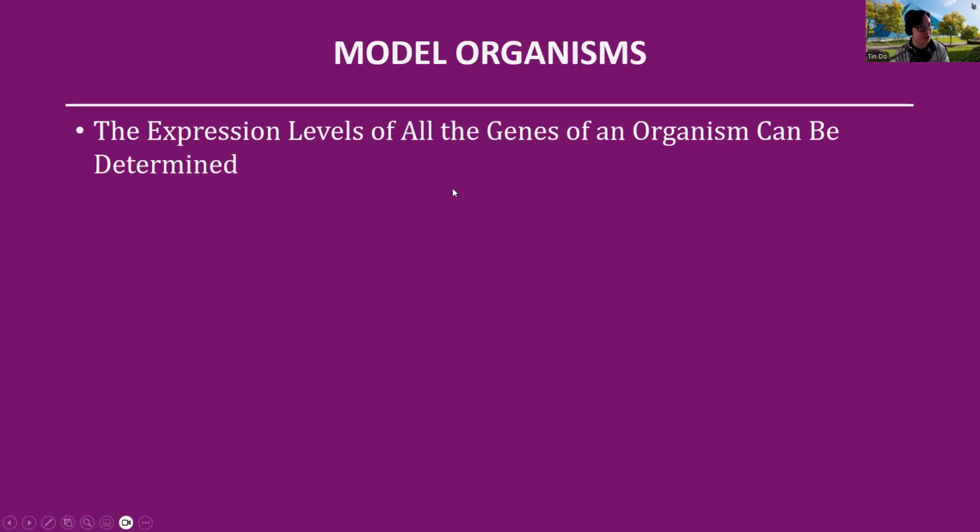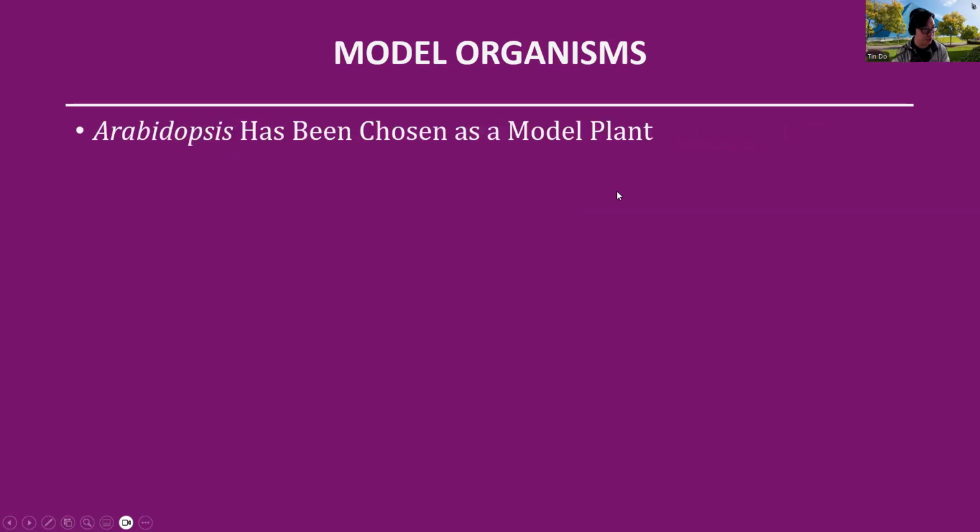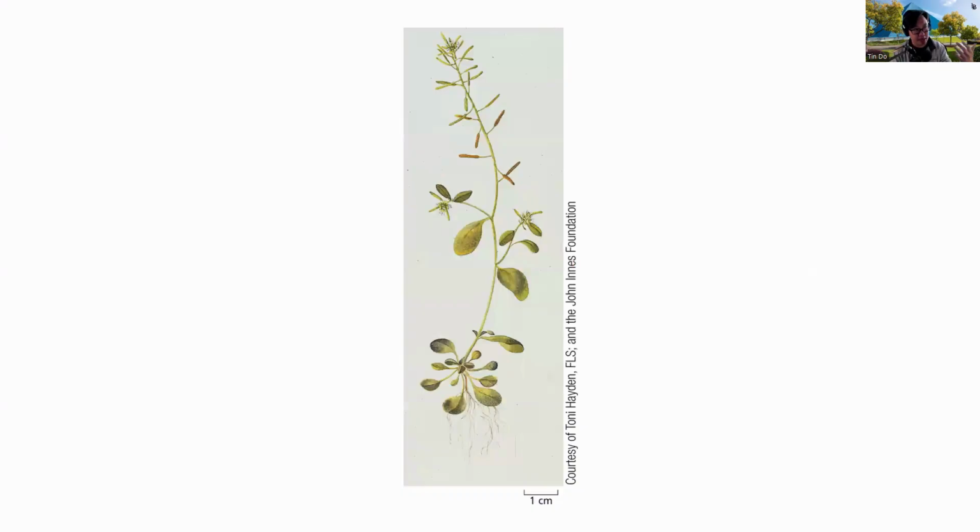Expression levels of all the genes of an organism can be determined. Arabidopsis, again, has been chosen as a model plant. So here's an image of an Arabidopsis. It is a very, very small plant. It's a couple centimeters long. You can see right here, it's 1 centimeter. It can grow up to maybe 2 or 3 inches, and that's it. But it's a quick growing plant.